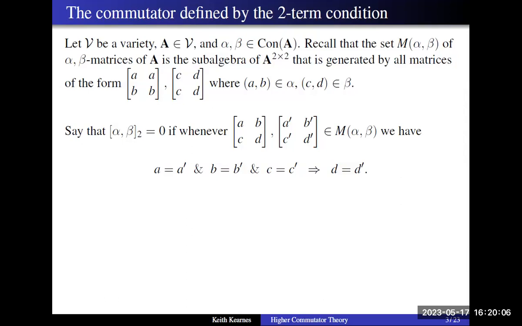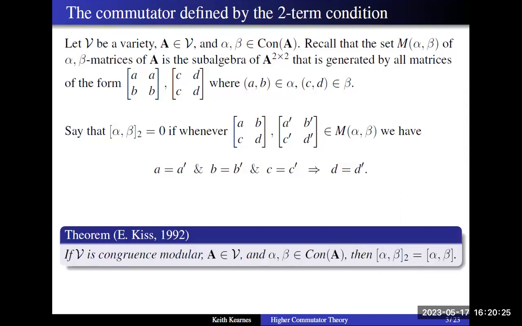And this is the basis of a commutator. For any algebra with 2 congruences, I can generate M(alpha, beta), and I can write this implication down: if 2 matrices agree on 3 entries, they must agree on the 4th. And if that's true for alpha and beta, I say the commutator of alpha and beta is 0 in the 2-term condition. This commutator was invented by Emil Kiss in the 80s, and his paper appeared in 1992. The 2-term commutator is exactly the same commutator as the one that we talked about last time.